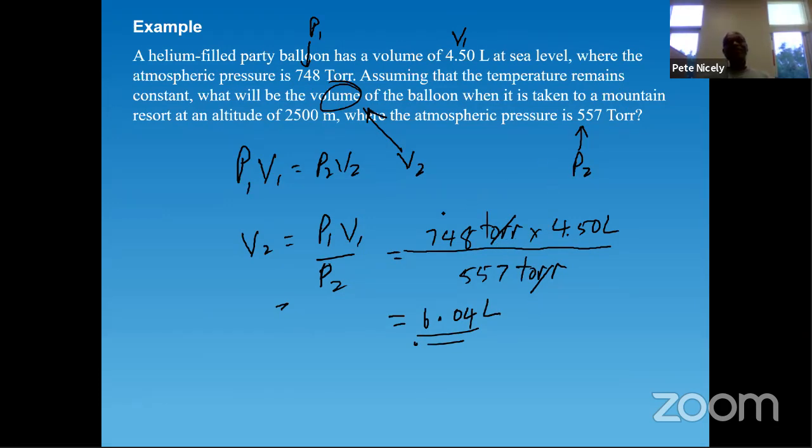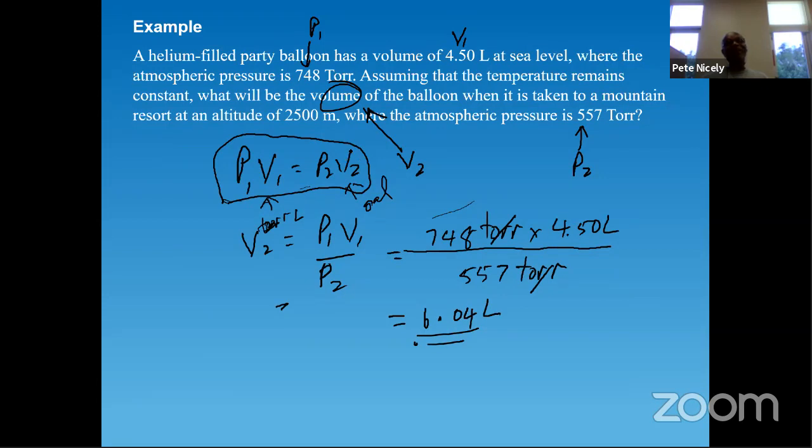Now, let me just say something here concerning the use of this law. When you're using this law, you have to make sure that the units are consistent. In other words, you have to make sure that the units for P1 and P2 are the same, and that the units for V1 and V2 are the same, all right? So for example, you could be given a problem where V1 is given in liters, and V2 is given in some other unit, let's say gallons. Then you'd have to do some conversion, right?